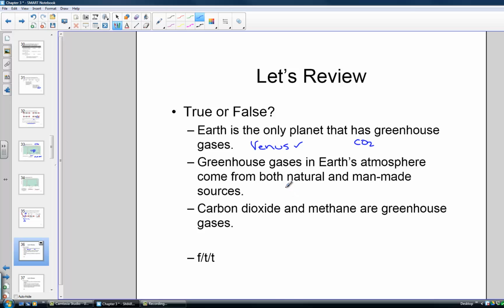How about our second question? Greenhouse gases in Earth's atmosphere come from both natural and man-made sources. Well, that's true because natural could be something like carbon dioxide or methane, but man-made sources like our chlorofluorocarbons, our refrigerant molecules that break apart ozone, are also considered to be greenhouse gases. So they're both. So that's true. Carbon dioxide and methane are greenhouse gases. Yes, that's true. And so is water vapor. Water is also a great storage tank of energy.